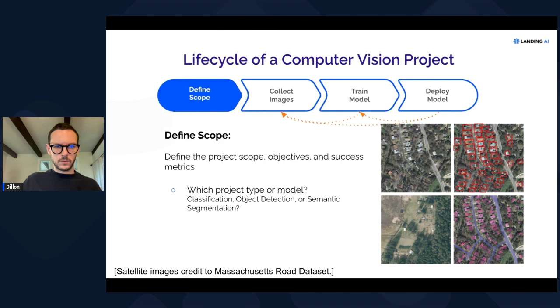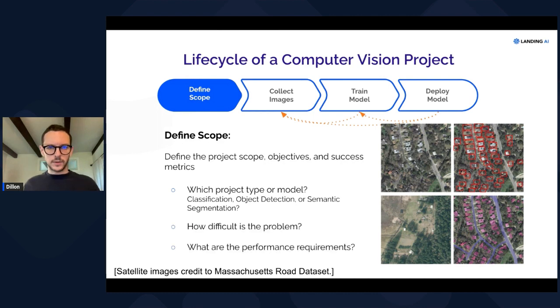There are a couple of things that you want to consider when picking a project. The first is what type of model you are going to want to use for this project. Is it going to be a classification model? Are you trying to do an object detection model where you might be counting objects, or maybe a semantic segmentation model where you really want pixel level accuracy on what pixel is part of what class?